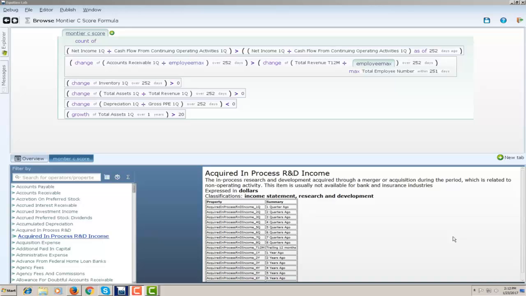Today we're going to be answering the question, what exactly is the Montier C Score? At its core, the Montier C Score is simply a formula comprised of 6 different variables to assess the probability that a company is cooking its books. It kind of acts like the Beneish score in that way.